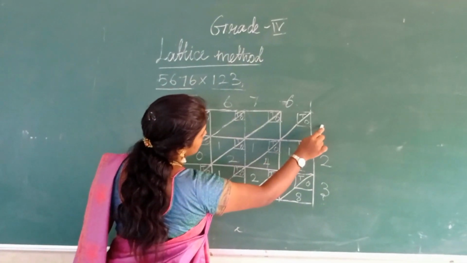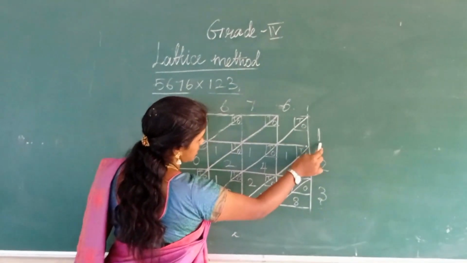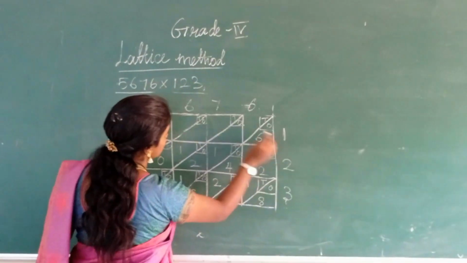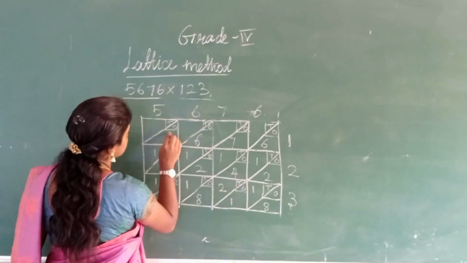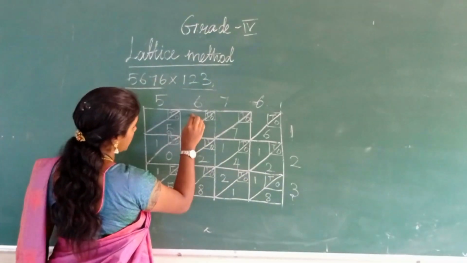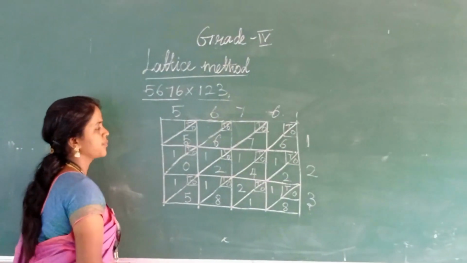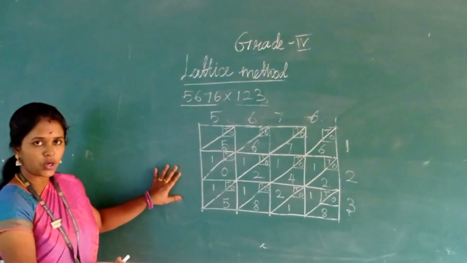After that, we'll multiply with this one. 1 six is 6, 1 seven is 7, 1 six is 6, 1 five is 5. If there is no number, you don't need to put anything. So we have completed the product.